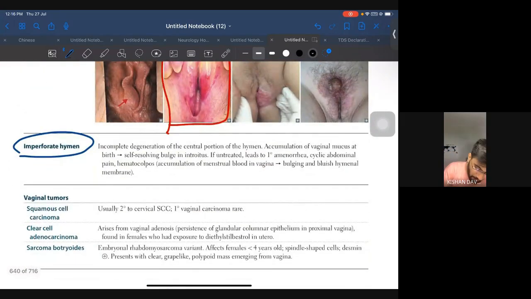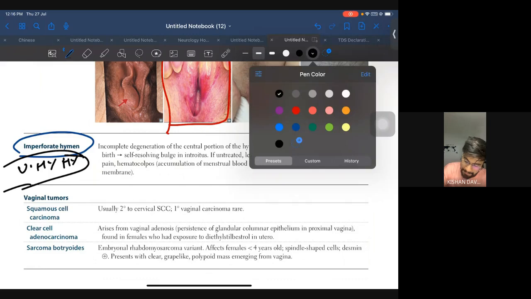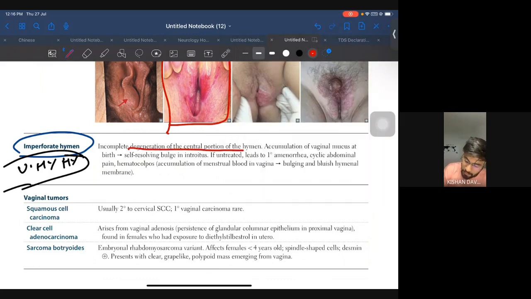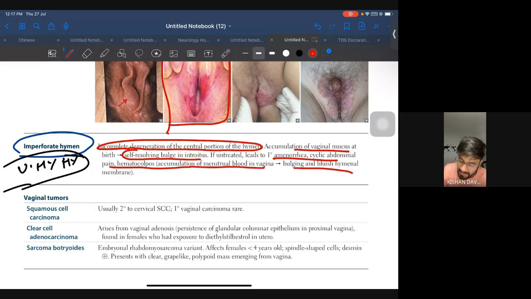But imperforate hymen is very high yield. Okay, very high yield. Let's just see what they will give you over here. Incomplete degeneration of central portion of hymen, accumulation of vaginal mucus at birth, self-resolving bulge in introitus. If untreated, leads to amenorrhea, cyclic abdominal pain, hematocolpos, accumulation of menstrual blood in vagina, bulging and bluish hymen.